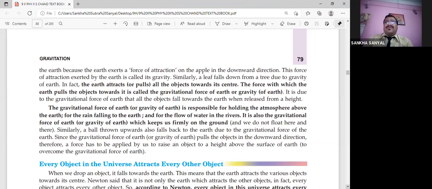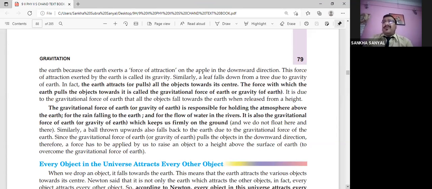But in case of gravitation, we see that all the bodies are attracted towards the center of the earth. It is not the other way around. So there is only one kind of force which is acting, and that too in the direction towards the center of the earth. So the gravitational force of the earth is responsible for what?